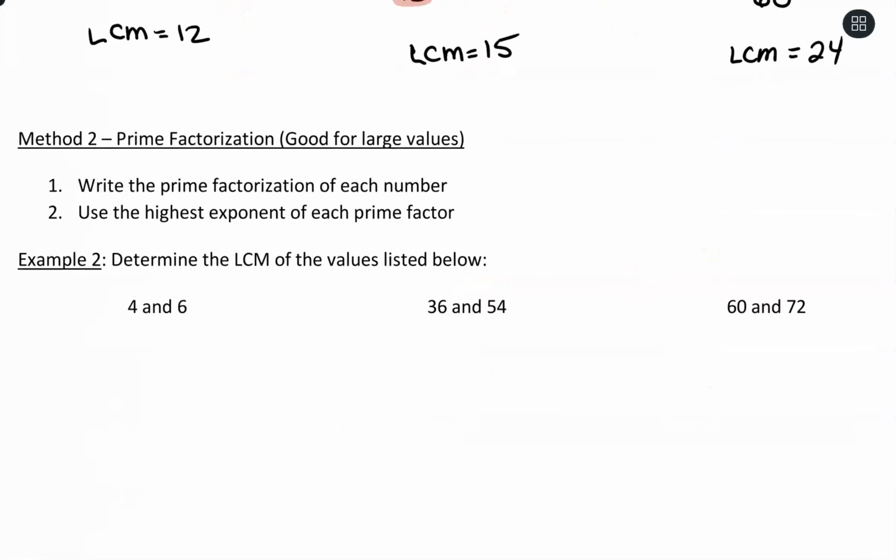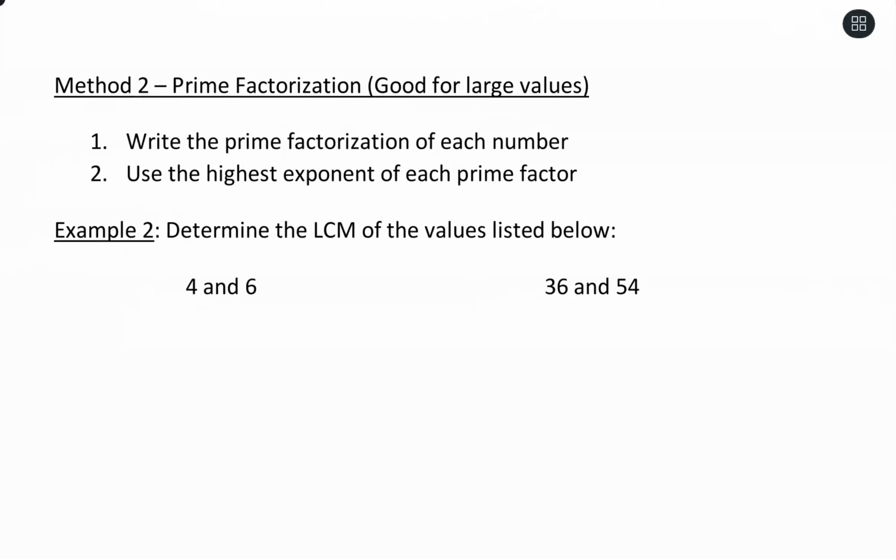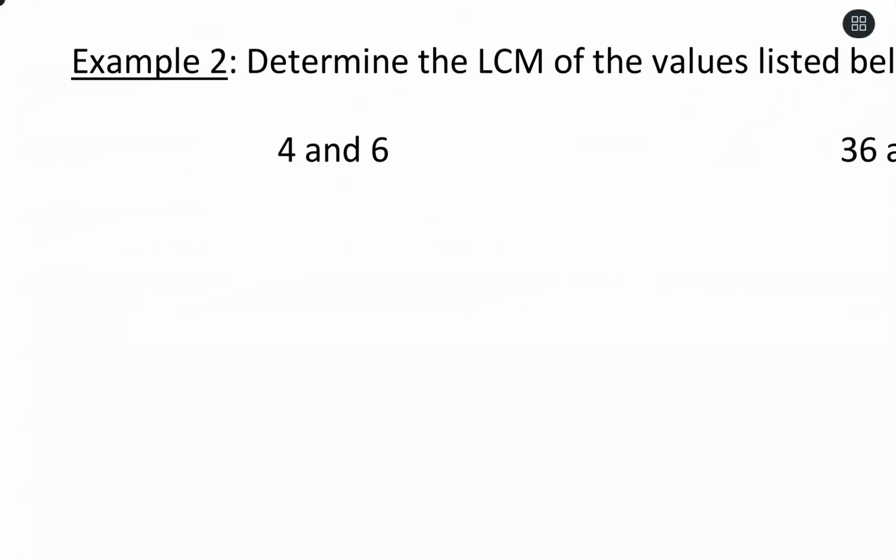Okay. Another way of doing this is with prime factorization. So what we're going to do is write the prime factorization for each number and then use the highest exponent for each prime factor. So what this looks like, if we're doing 4 and 6: the prime factorization of 4 is just 2 and 2. So that's 2 squared. For 6, it's going to be a 2 and 3. So we have a 2 times 3.